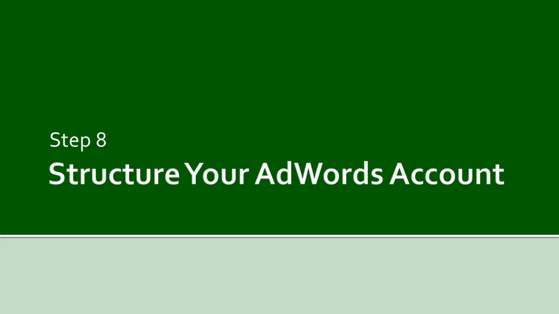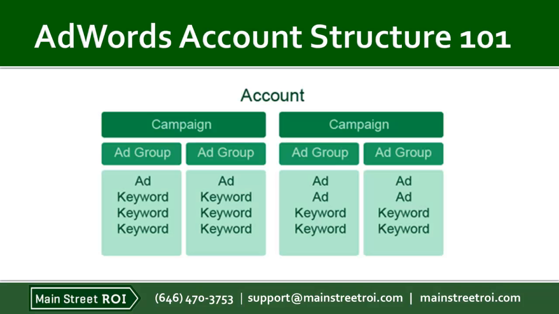In step 8, you actually need to structure your AdWords account properly. And here's a basic overview of how to structure an account. At the very top is the account that you have. You can then create multiple campaigns, and then each campaign can have a different budget. So you really control your budgets at what's called the campaign level. And that's really important. When we talked about reallocating budgets, that would be changing budgets at the campaign level.